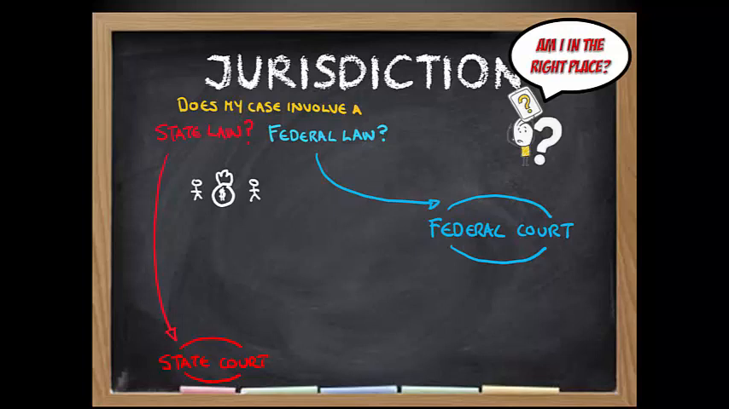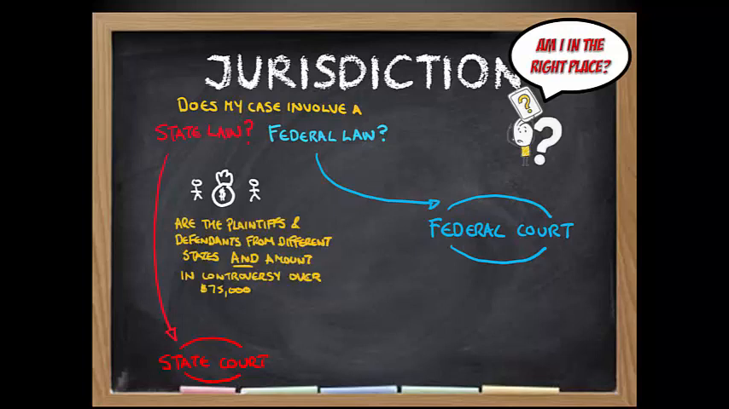But it's possible to get a case involving a state law into a federal court, even if there's no federal law involved. It's called diversity jurisdiction. When the parties are from different states and the amount involved is over $75,000, then the case can be heard in federal court. It's to help prevent home court advantage. And the federal court has the power to decide state law because of diversity jurisdiction.